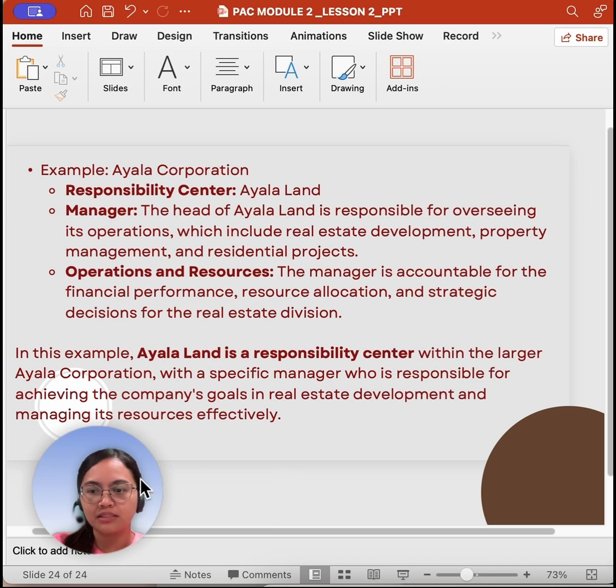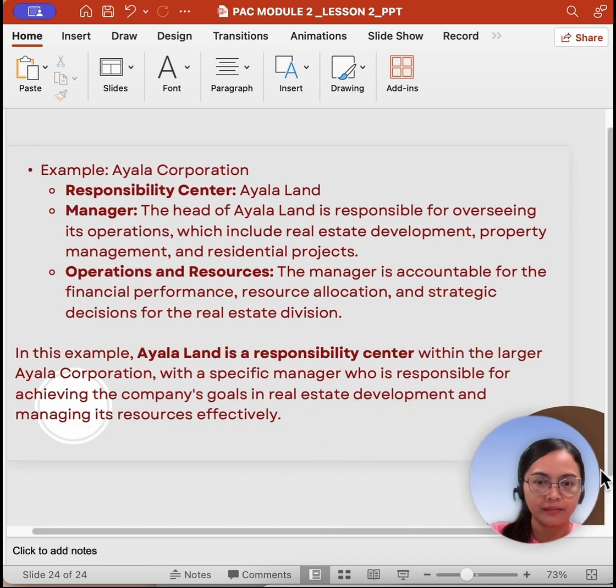So, that's how a manager should be, right? Responsible for the resources, even the liabilities incurred in a corporation. And I think that would be our last slide.